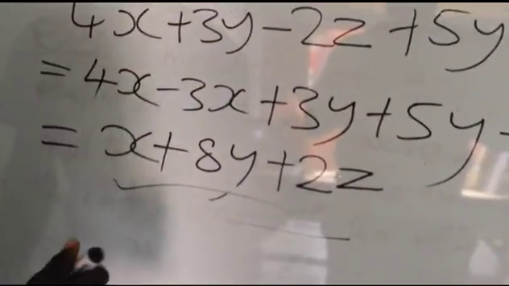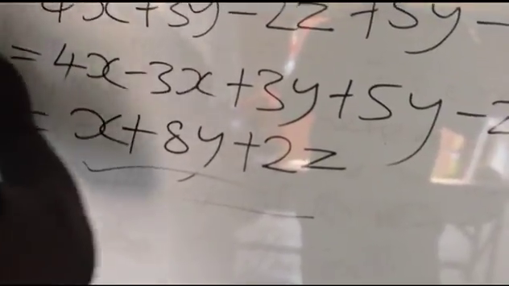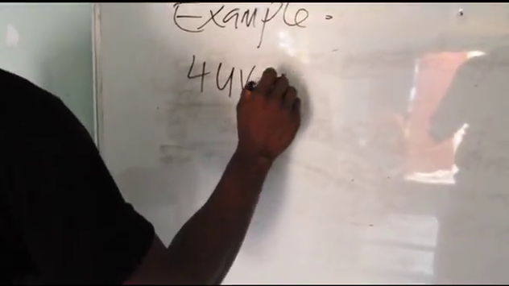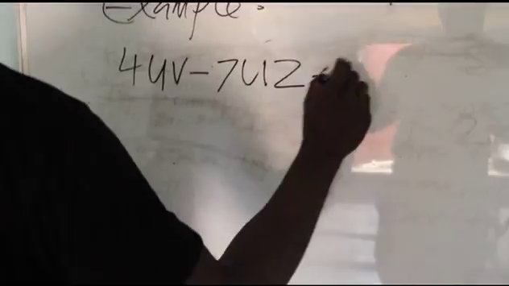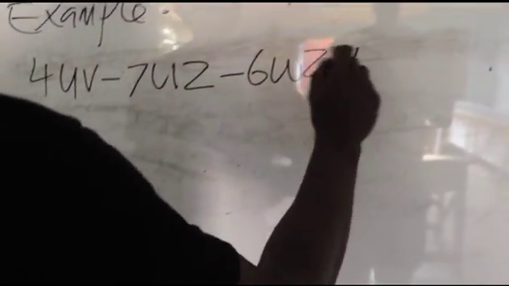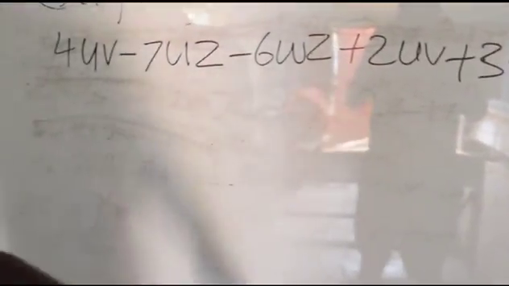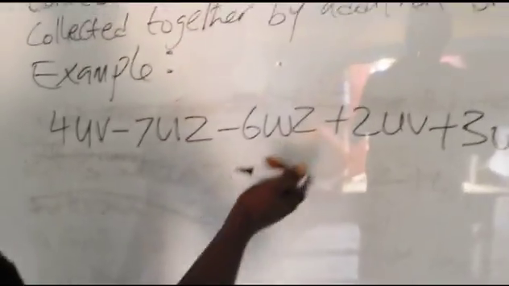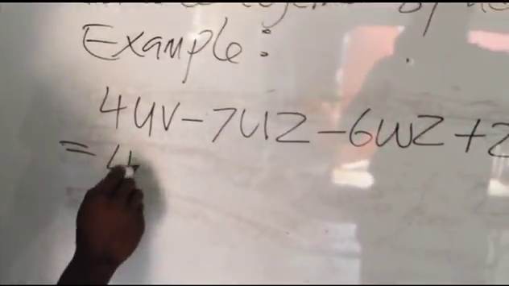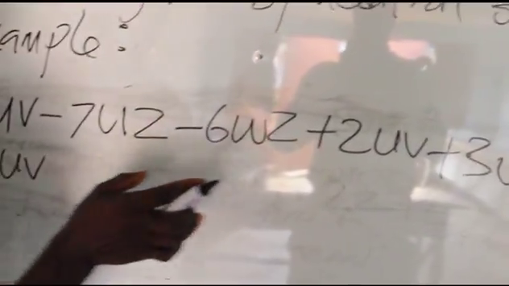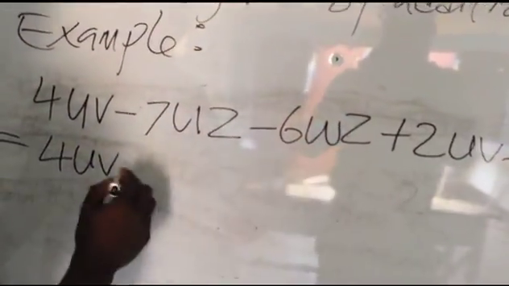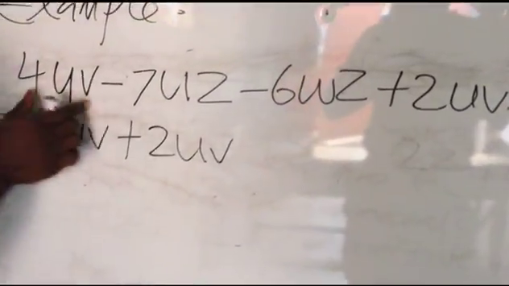So the next thing, another thing we have is this: 4uv minus 7uz minus 6wz plus 2uv plus 3wz. So this can be rearranged by collecting the like terms together. So let's see what we have. We have 4uv, and the like term we have here is 2uv. So we bring them together. 4uv plus 2uv. That's this plus this.